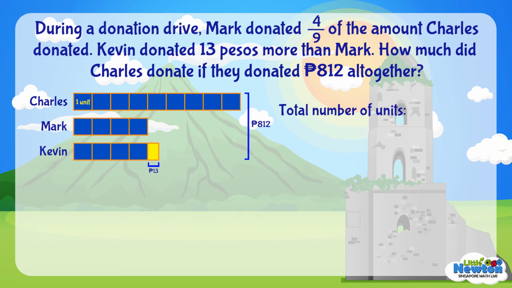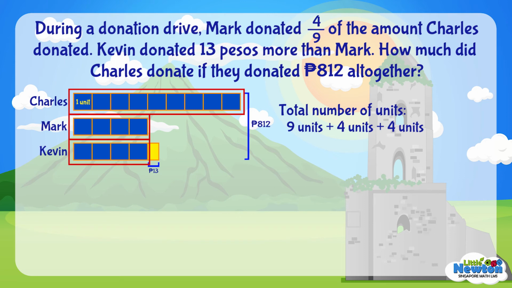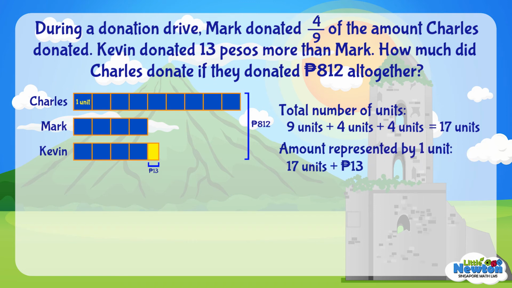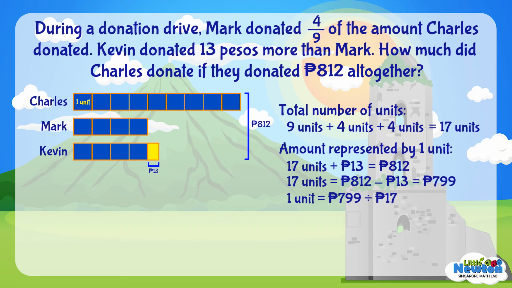Total number of units in this diagram is equal to 9 units plus 4 units plus 4 units equals 17 units. 17 units plus 13 pesos is equal to 812 pesos. 17 units is equal to 812 pesos minus 13 pesos equals 799 pesos. 1 unit is equal to 799 pesos divided by 17 equals 47 pesos.